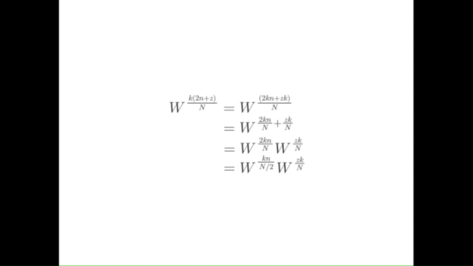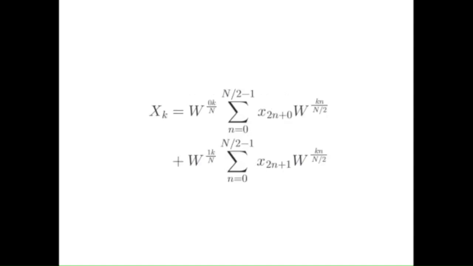Pulling out factors that don't depend on the summation index n, we get this simplified form, which shows how we can recursively calculate discrete Fourier transforms of the even and odd subsequences, and then combine them with the bucket-specific twiddle factors of w to the power of k over big N to get the transform of our original signal.